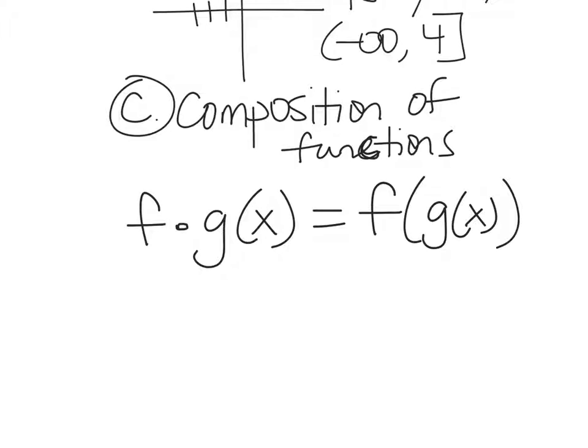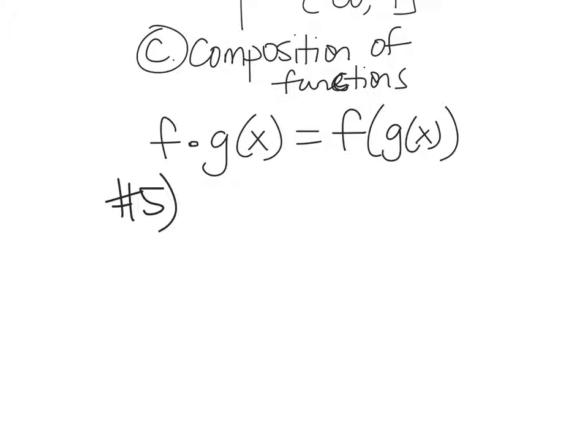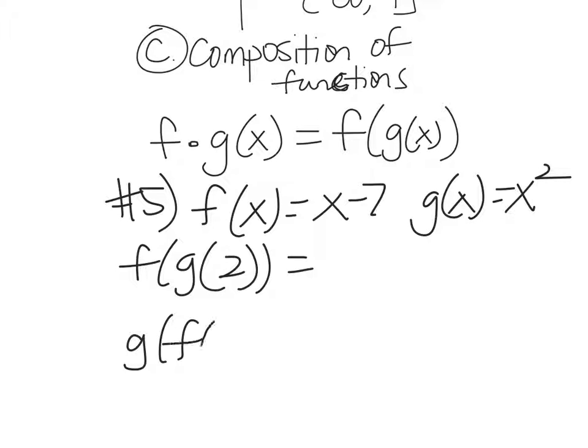So let's do some. Number 5. All right, suppose that we're given a couple of functions. We're given that f of x equals x minus 7, and g of x is the parabola x squared. We'll just do some fun stuff. We'll just find what f of g of 2 is, and then let's find out what g of f of 2 is. Generally, it's not going to be commutative. In other words, you can't just switch them and they're going to equal the same thing most of the time. There are some rare ones that you can plug in and come out the same.